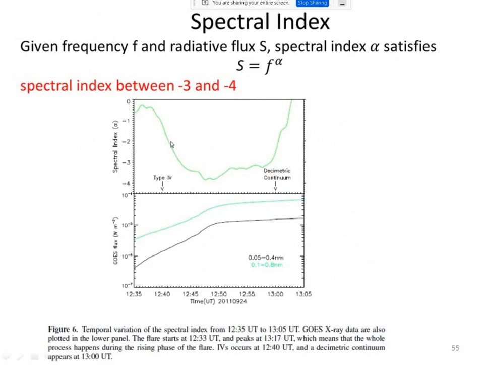And here is a spectral index plot from the start of type 4 until the decimetric continuum, where we stopped. We only care about this part.